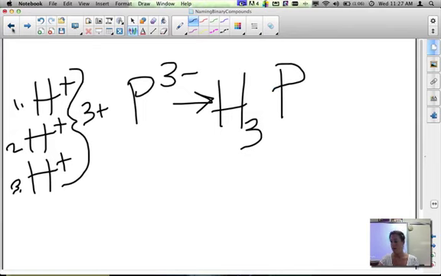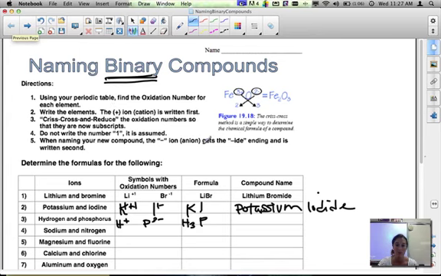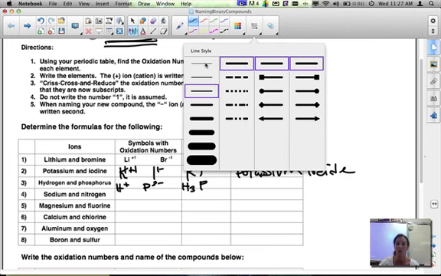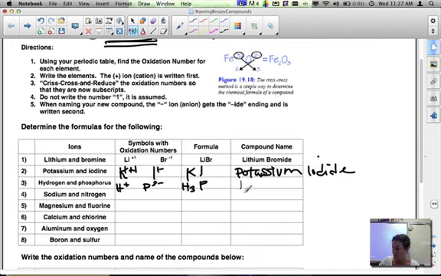All right, going back. Now naming it. You name it the same way we've been naming the other ones. You list the name of the first element, so I would say hydrogen. And then the last element gets the IDE at the end, so phosphide.